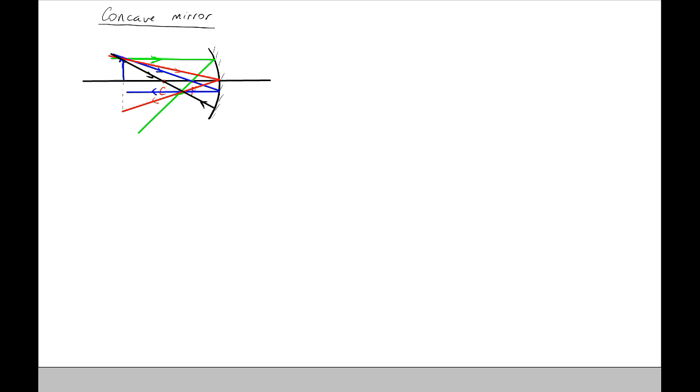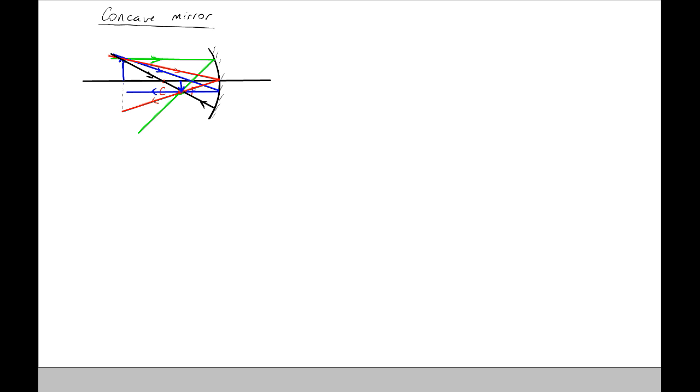And if I look carefully at this mess, my reflected beams intersect right there, which means that my image will have its tip, so the tip of the arrow, at that point. So I will have to draw my image like this.